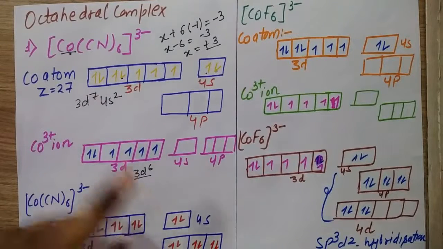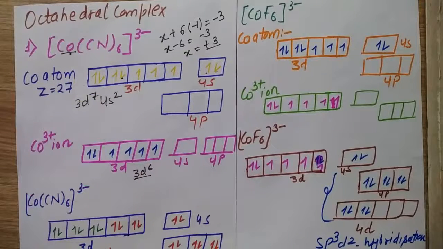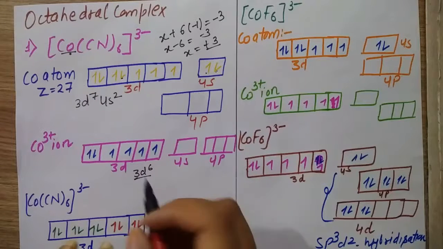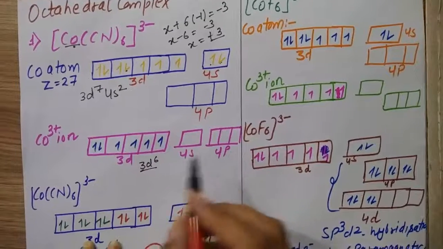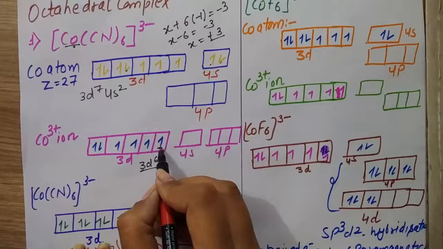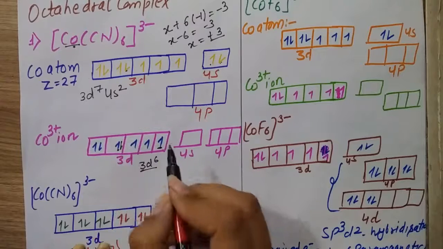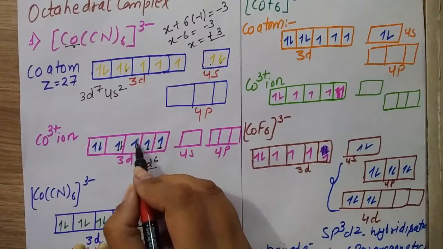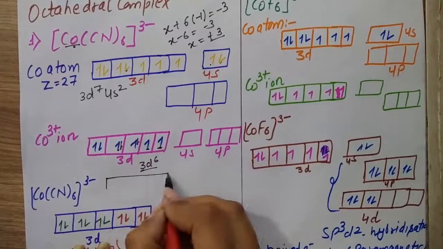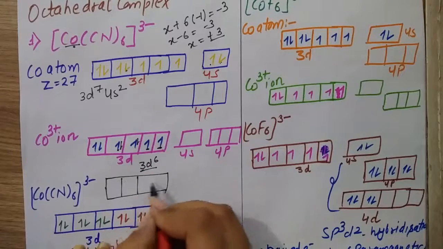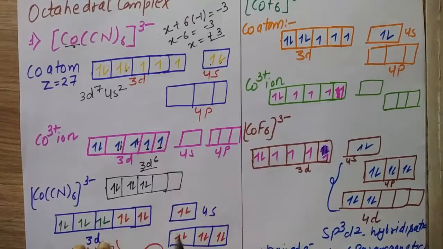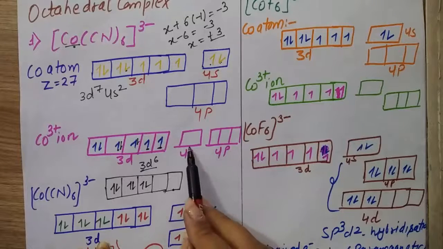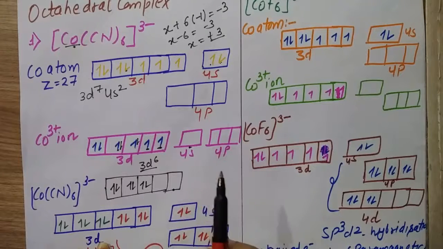The ligand given is CN, which is a strong ligand, and we know that a strong ligand has the tendency to pair up the electrons. So it will pair up the electrons. This electron will come here, pair in this, and this electron will pair up with this electron. So it will become like this. Now these two orbitals will be vacant, and the 4s orbital is vacant and the 4p orbital is vacant.